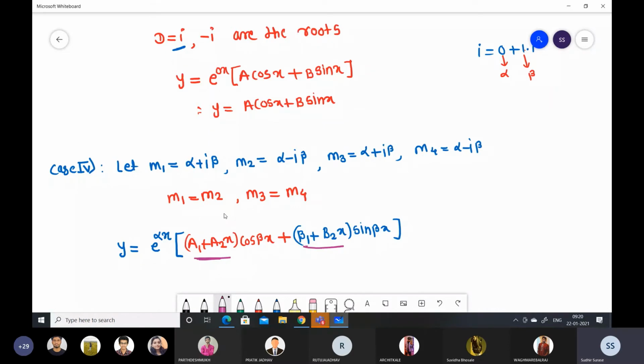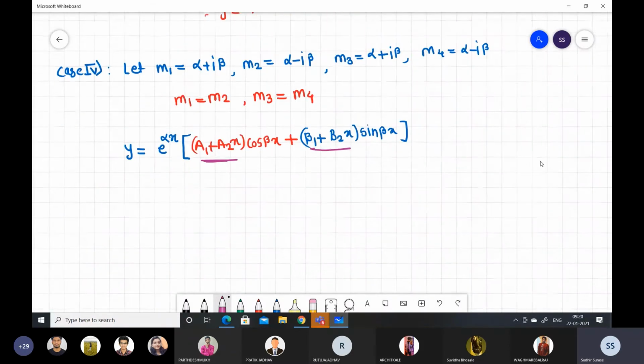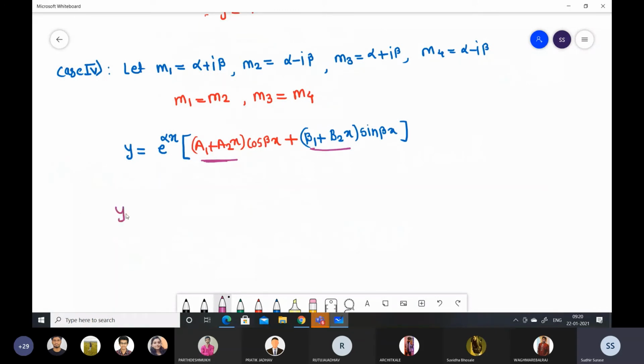Now if we have 3 repeated complex roots, can you generalize this? What will be the change in the solution? Let's say m1 is equal to m2 is equal to m3 is equal to alpha plus i beta, and then by default you will get m4 is equal to m5 is equal to m6 is equal to alpha minus i beta. So we have these 3 repeated roots, and by default its complex conjugate also gets repeated, right?